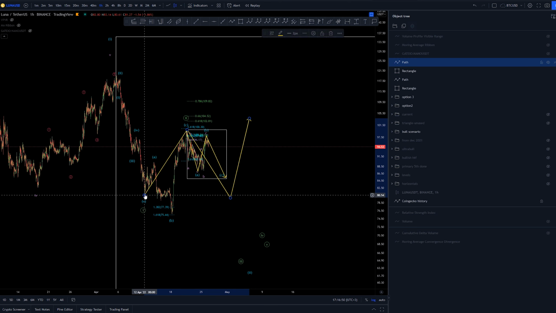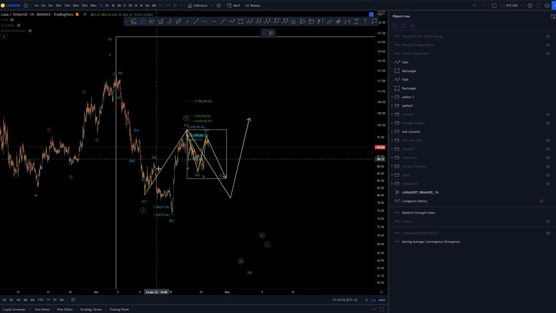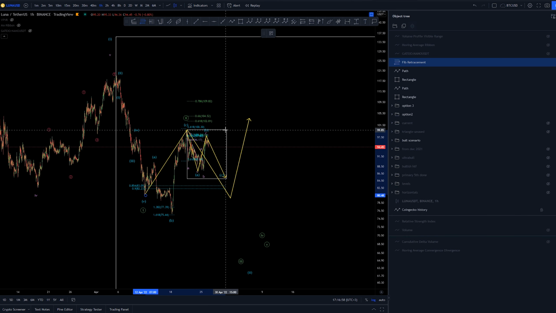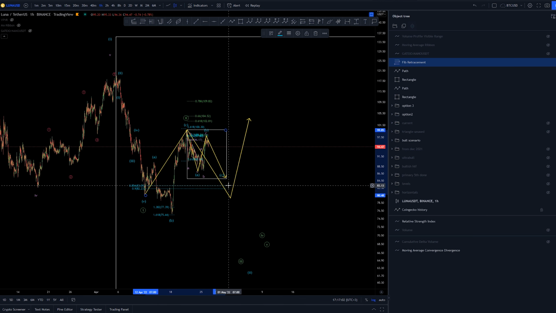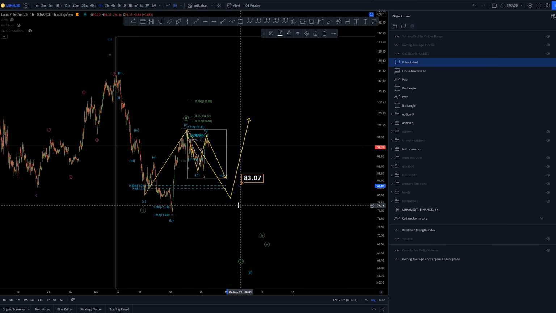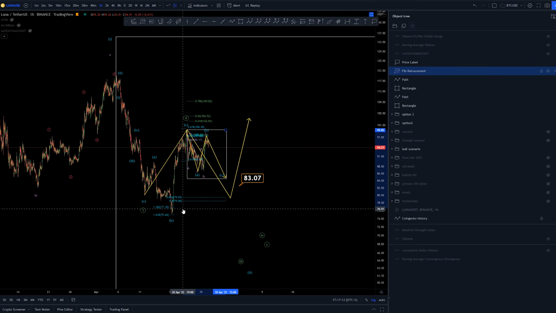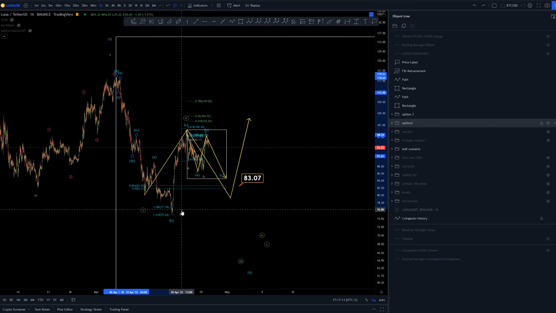The difference is with here we would be looking for the 3 waves and 3 waves back, and if we start from here we would be looking for the 854 at least. So the target for this would be at least $83, just because of the flat.